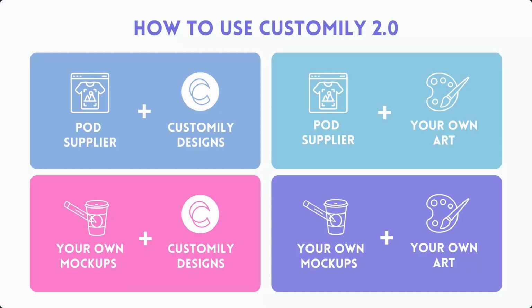On the other hand, if you have your own products and you're not interested in working with a print-on-demand provider, the way to go is to start by populating your product-based library first. After you have your own product mockups, you can choose to add a design from Customily's library to them and publish the product really fast. Or you can, of course, add your own designs to your own products.